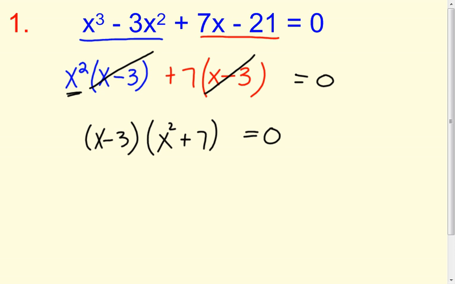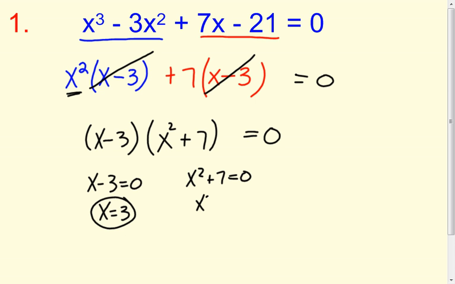Okay? Now I am going to think about factoring each one of these. Of course, I can set this x minus 3 equal to 0, and then x equals 3. That's no problem. And here I have x squared plus 7 equals 0. That's not a perfect square, I can't factor it, so I am going to move that 7 to the other side. And then, of course, to solve something that's squared, you're going to need to take the square root of both sides. And when you take the square root, don't forget to do plus and minus.